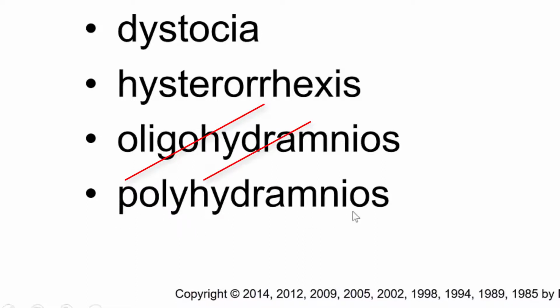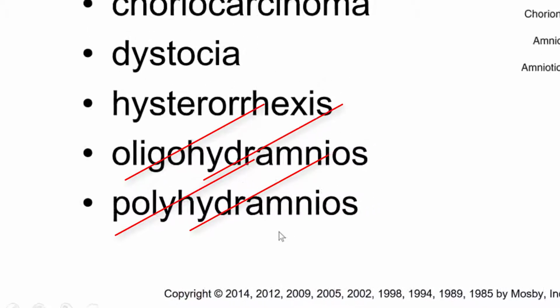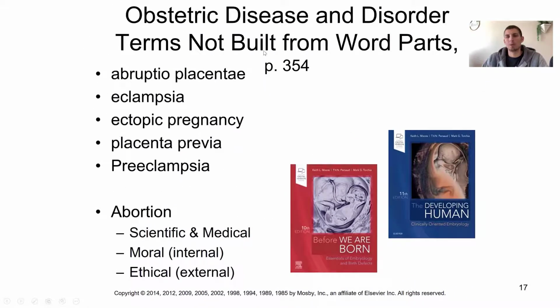Oligohydramnios and polyhydramnios, we've seen this again, amnios, and then the hydro, so the amniotic fluid, and then hydro meaning the fluid aspect of it, water, and oligo and poly. So oligo meaning scant or little, and poly meaning much or many. So in oligohydramnios, then we don't have very much amniotic fluid, or it's scant, whereas in polyhydramnios, we have a lot of amniotic fluid. Some terms that are not built from word parts.